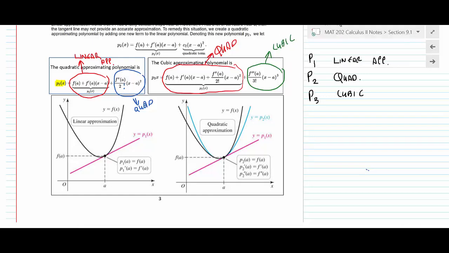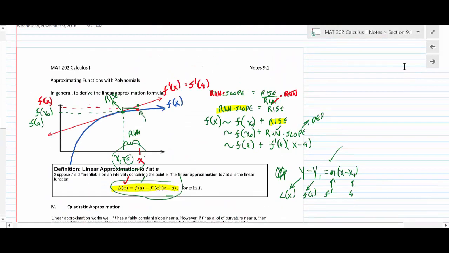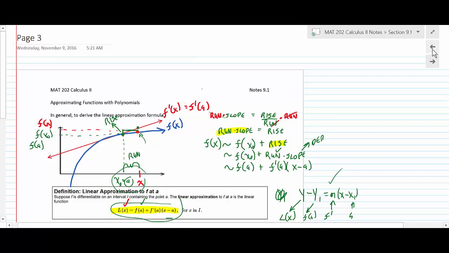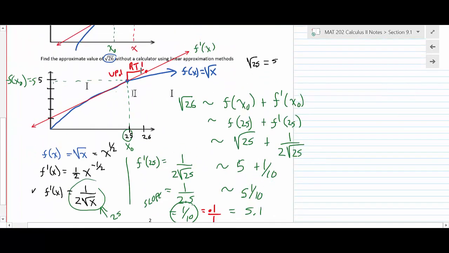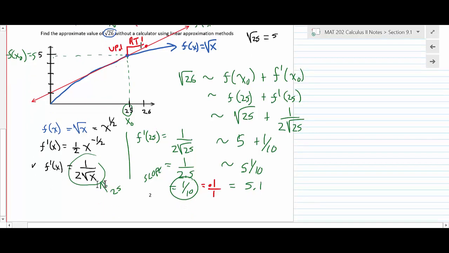But kind of like the problem I did previously, and I'll go right back to where I was. This one where we were doing the square root of 26. Now we did a linear approximation. We could also do a quadratic approximation on that using that formula, but what we would end up doing is going on to the second derivative. And if I did that, you would have a little bit greater accuracy. And we could go to a cubic and so forth.